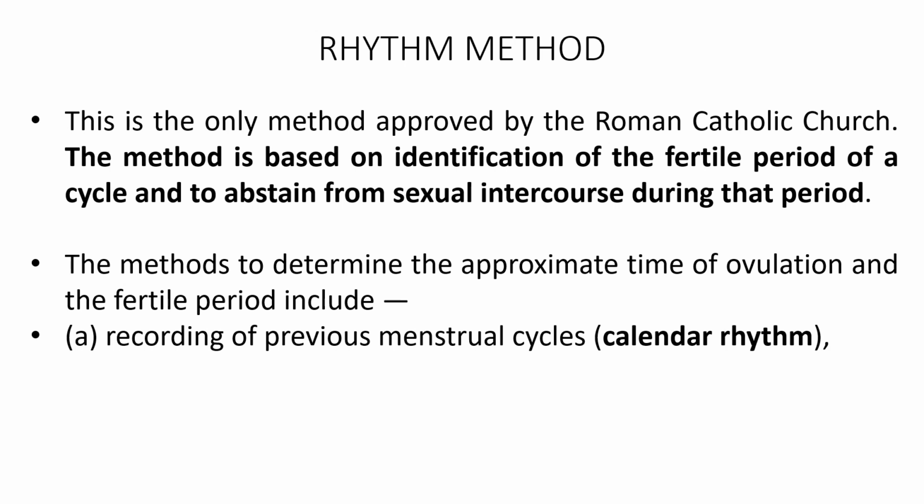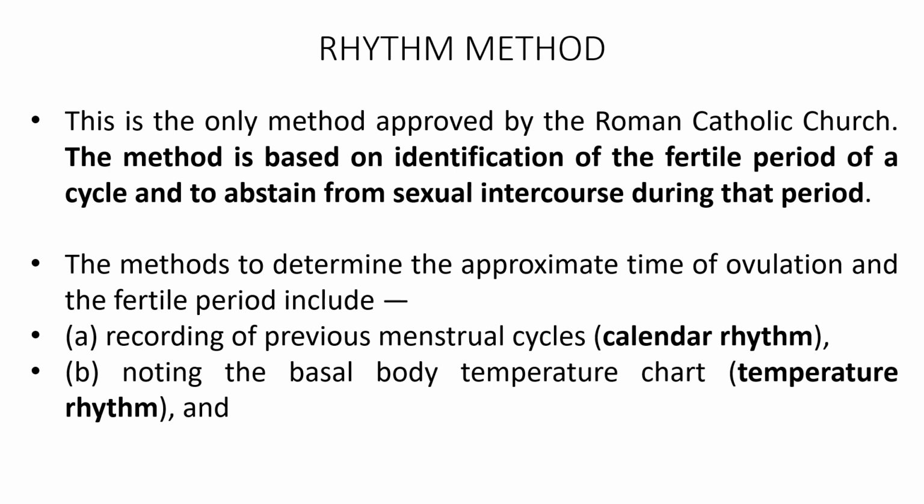So how can we determine this fertile period? Three methods. One is a calendar rhythm, recording the previous menstrual cycles, and noting the basal body temperature rhythm. We know that after ovulation there is an increase in basal body temperature.